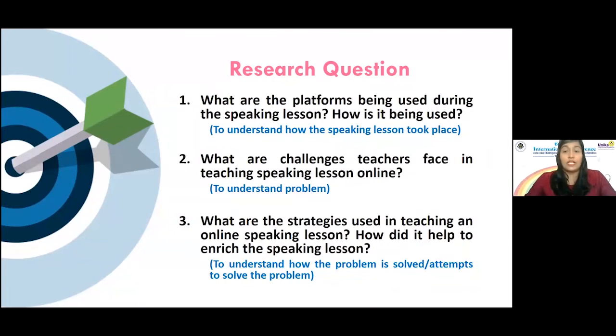Second, what are the challenges teachers face in teaching speaking lessons online? So this question is asked to understand the problem at hand. Number 3, what are the strategies used in an online speaking lesson, and how did it help enrich the online speaking lessons? Obviously, we have not solved this problem, or else we would not have this paper in the first place. But we would like to understand the attempts taken to solve this problem.